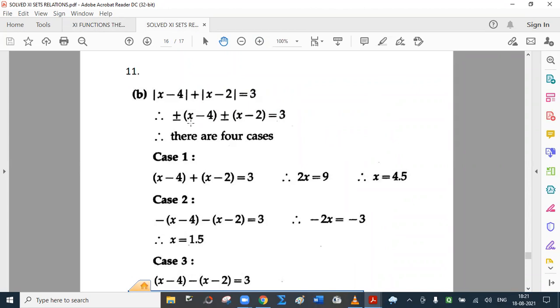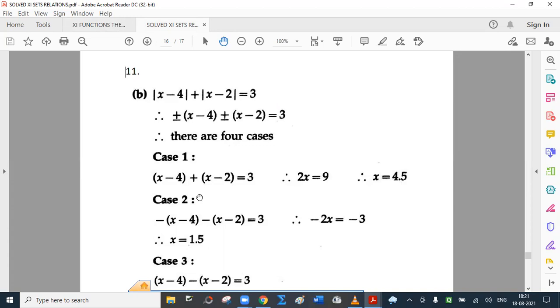Now mod of x minus 4 is either plus or minus x minus 4, right? Similarly, mod of x minus 2 is plus or minus x minus 2 equal to 3. So we have to consider 4 cases. See, which 4 cases? Both are say plus. So x minus 4 plus x minus 2 equal to 3. That gives me 2x equal to 9. So x equal to 4.5.